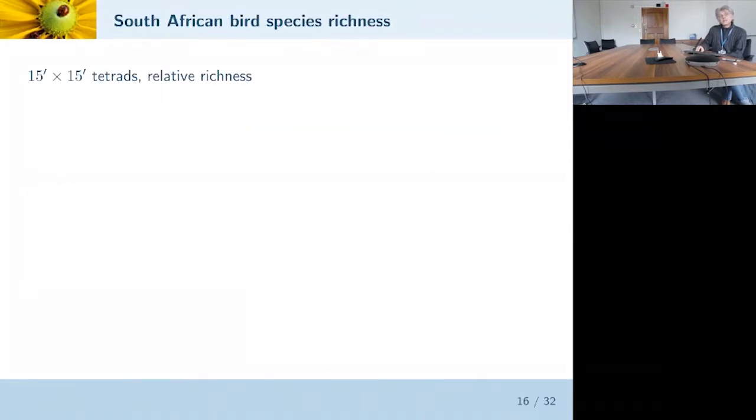So this is just a view of the data. I just want you to get a sense of what it looks like if you count the number of kinds of birds and you make 15-minute by 15-minute tetrads. A minute in longitude is about 1.5 kilometers in Cape Town, but it's not constant throughout the Southern African region. And of course, in latitude, it's about 1.8 kilometers. And so this is maybe 90 kilometers by maybe 60 to 75 kilometers. And this is what the picture looks like.